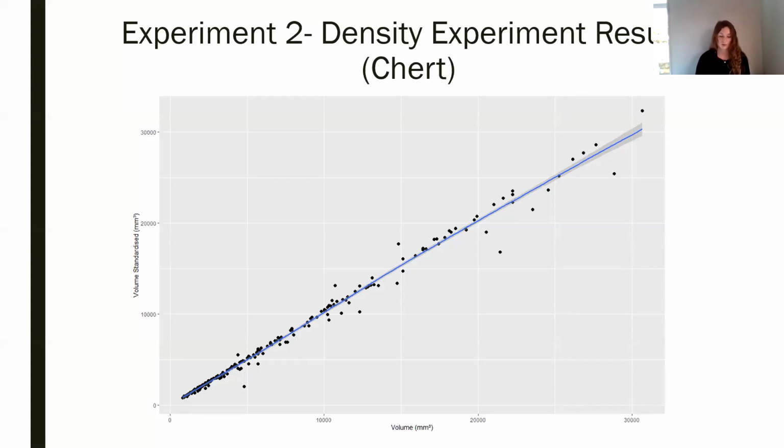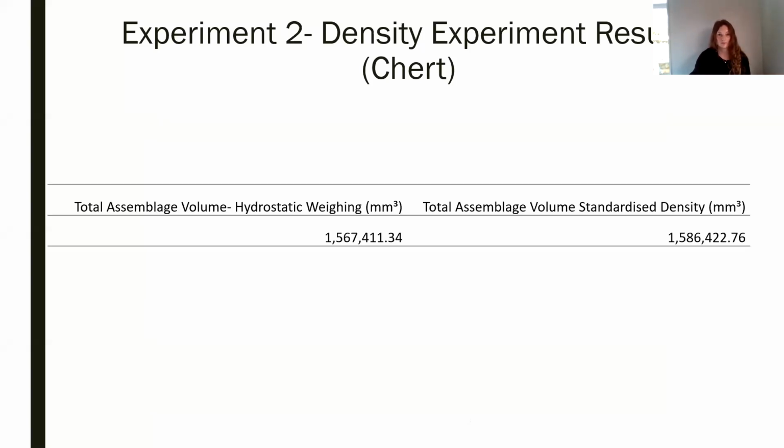And a 2-sample Kolmogorov-Smirnov test shows there is no significant difference between the two. That's not super surprising given the nature of what we're measuring. So what does this mean for total assemblage volume? For the overall calculation, this provides a difference of 19,011 millimeters cubed between standardized and non-standardized density. Again, so what does this mean?